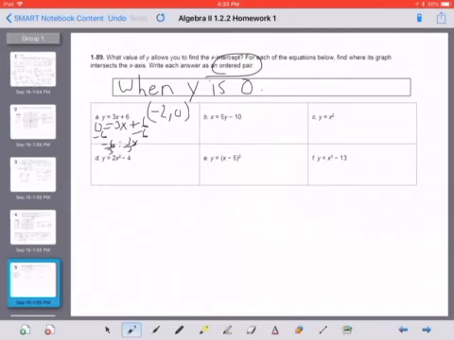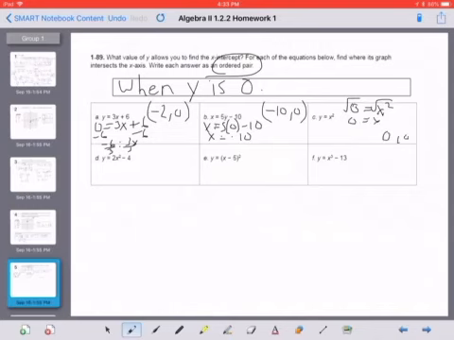Plug in 0 for y in this one, so x equals 5 times 0 minus 10. So x is going to equal negative 10. So the correct answer was negative 10, 0. For C, we're going to plug in 0 for y, so 0 equals x squared. You take the square root of both sides, so you get 0 equals x. So 0, 0 is our ordered pair.